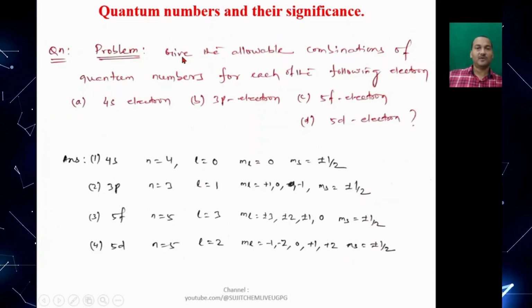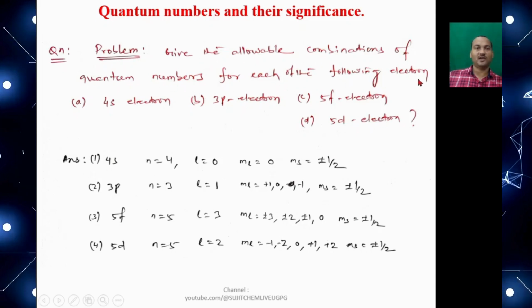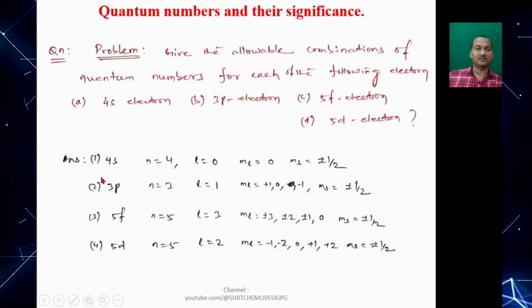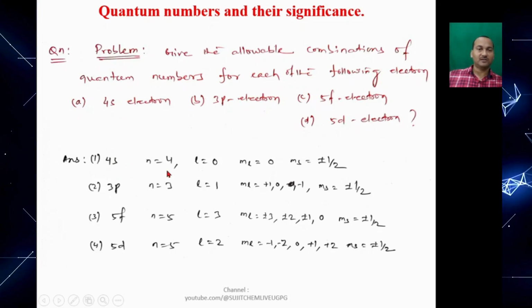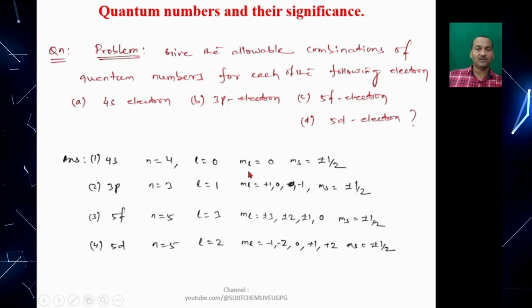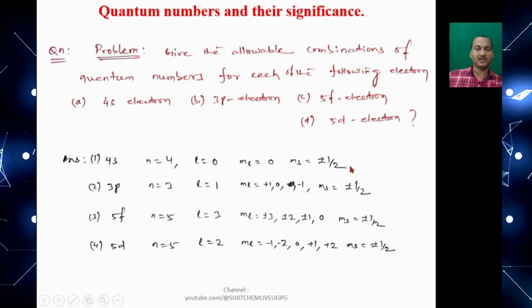So let's try some problems. Give the allowable combinations of quantum numbers for each of the following electrons: 4s, 3p, 5f and 5d electron. So for a 4s electron, n equal to 4, L equal to 0 and ml equal to L, that is M equal to 0, so ms will be plus minus half.